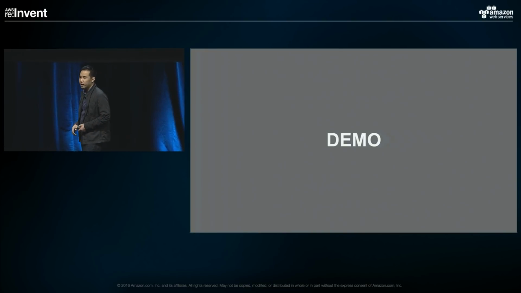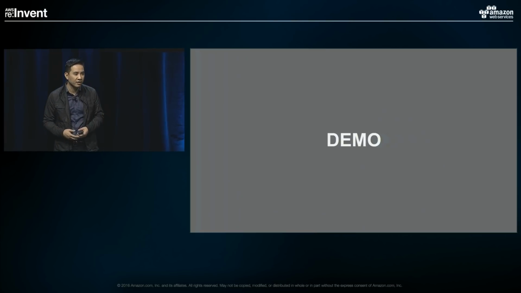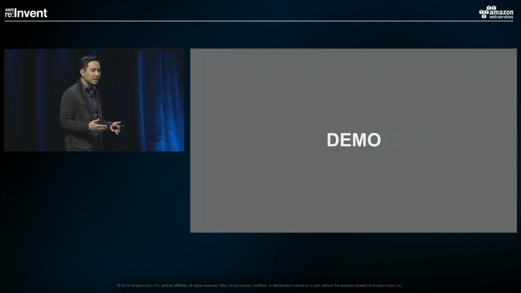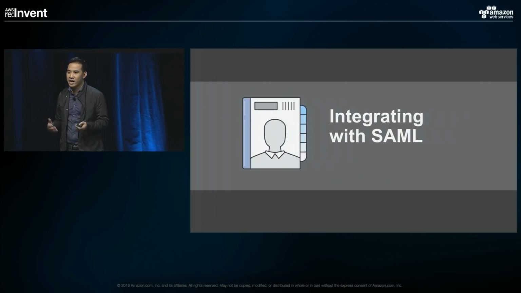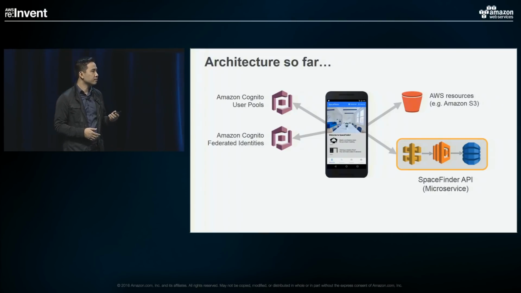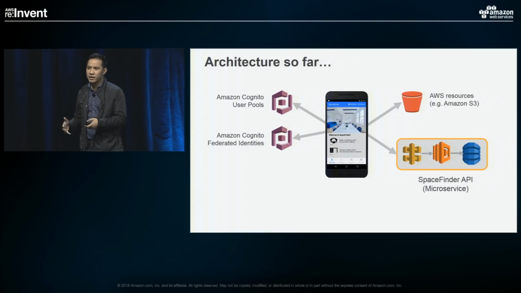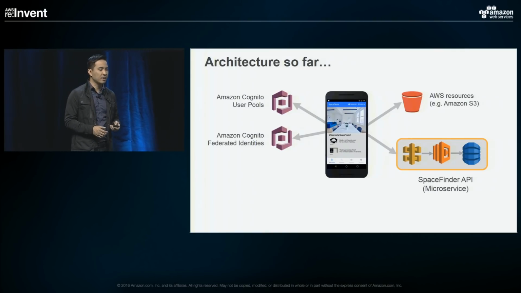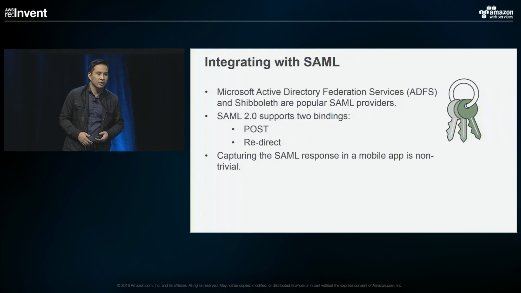So we talked about integrating with Cognito user pools, with OpenID Connect providers, with other providers that provide authorization tokens. In an enterprise setting, SAML is a fairly common standard for doing identity federation. So here's our architecture so far. How do you actually integrate a mobile application with a SAML provider? And it turns out it's actually not trivial.